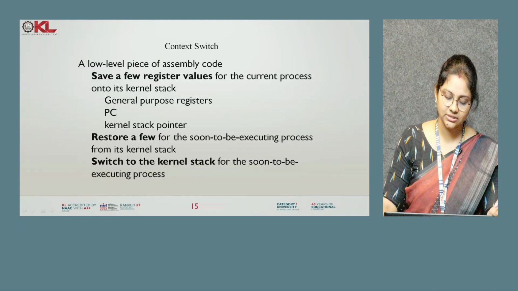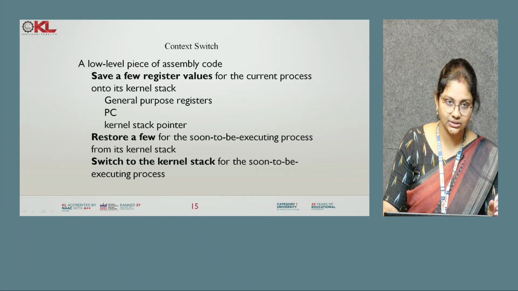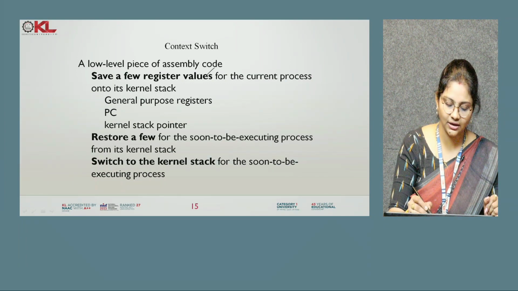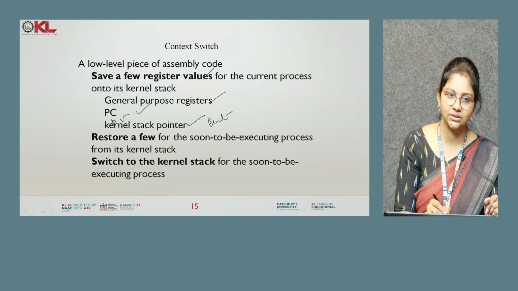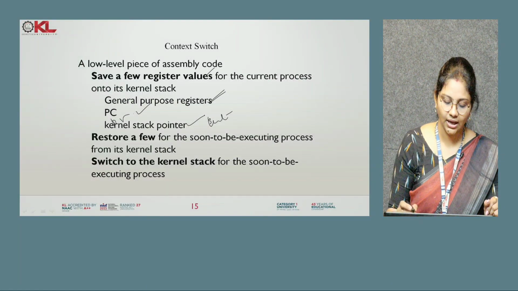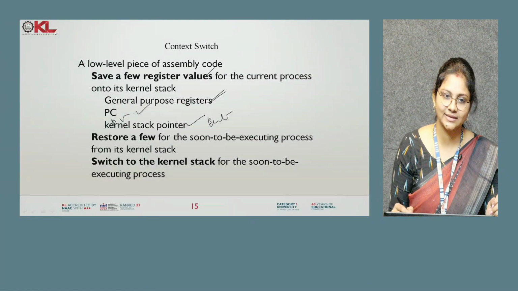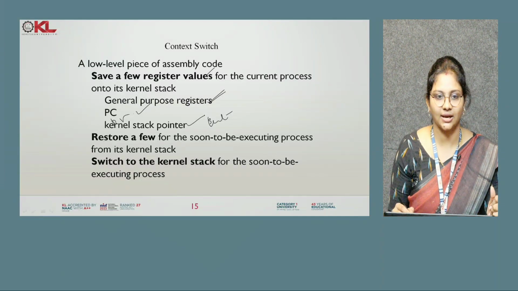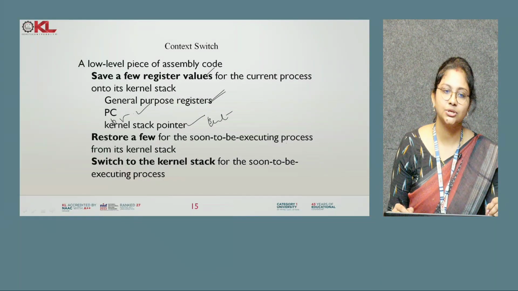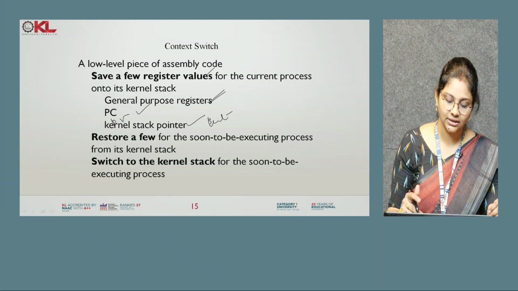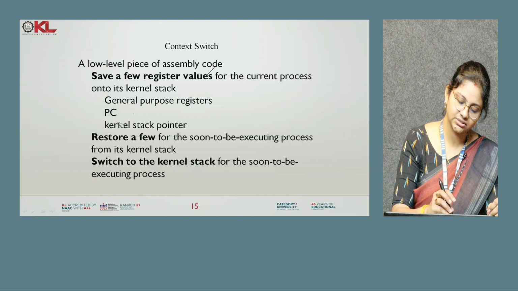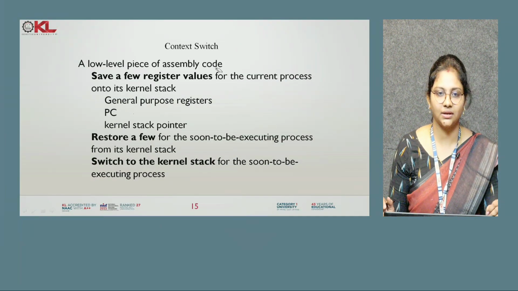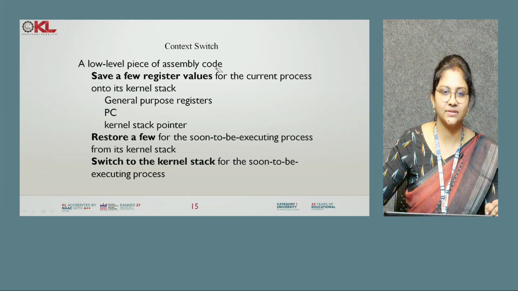Now this context switching will be implemented through some registers. As I told you, a few register values: the general purpose registers, the PC, the kernel stack pointer. It stores the local variables, the program counter, and the general purpose registers, and restores a few for the soon-to-be executing process from its kernel stack, and switches to the kernel stack for the soon-to-be executing process, right. So when we are moving from user mode to kernel mode, we have to store some registers in user mode, and then we move to kernel mode, and then kernel to user again in the same process.